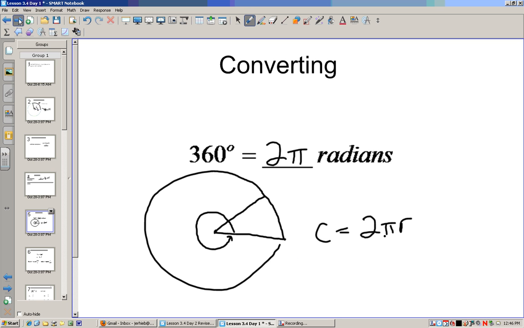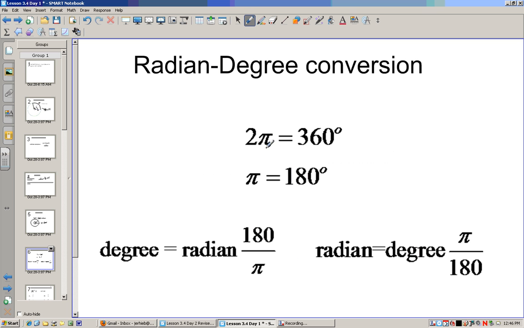So if 360 is 2 pi, 1 pi would be 180 degrees. Now we use this equivalency to make the ratio 180 over pi, or pi over 180, because these two are equivalent. This is how we can go from degrees to radians, and from radians to degrees. We take a radian measure times 180 divided by pi. We take our degree measure times pi and divide it by 180.